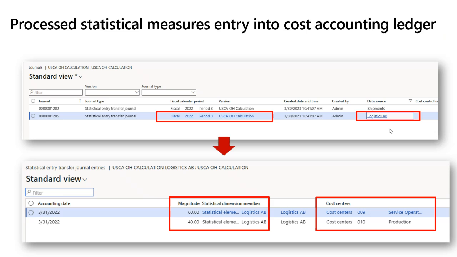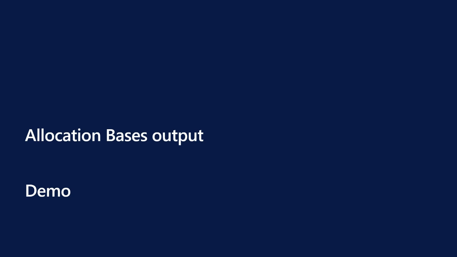So now, with data being ingested into the cost accounting ledger, we can look into the output of allocation base. All the data, whether it's financial data or data for a statistical measure, can be used to create allocation base output once the data has been ingested as part of the cost accounting ledger. So let's quickly see the demo of allocation base output and how we can use these allocation bases further in the cost accounting policy. So we'll start with allocation base output now. Let's quickly get into the demo.